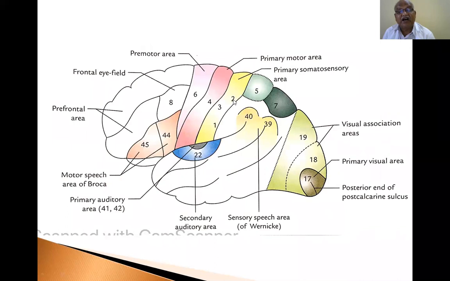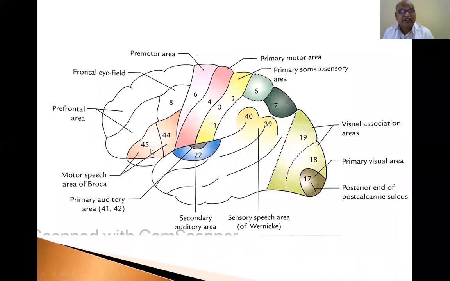Now this is the area 3, 2, 1, 4, 6. 4 and 6 are motor. 4th is the primary motor area, and the premotor area is area 6. 3, 2, 1 is the sensory area, and this is another associated sensory area. So this is the superolateral surface of the cerebral hemisphere, how this is divided into areas by Brodmann.